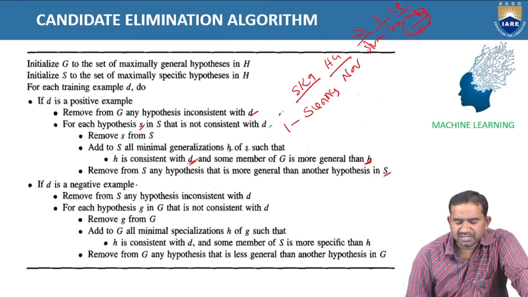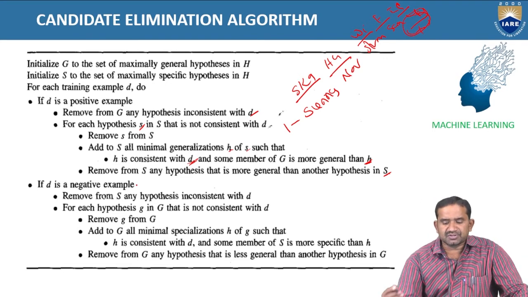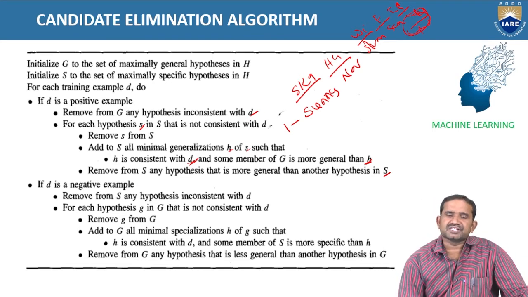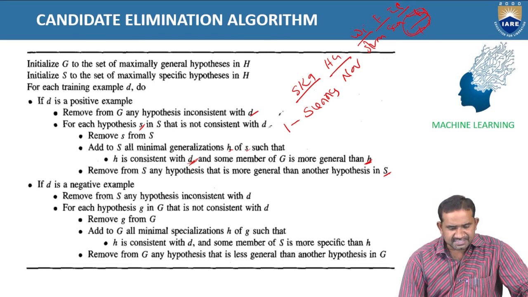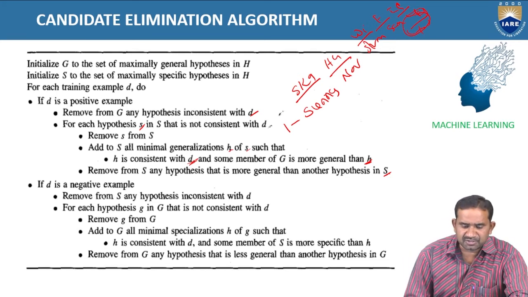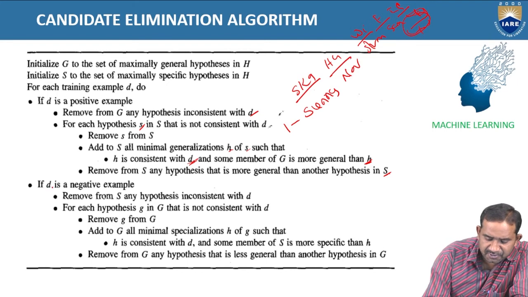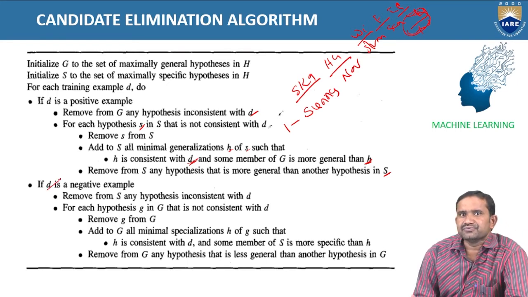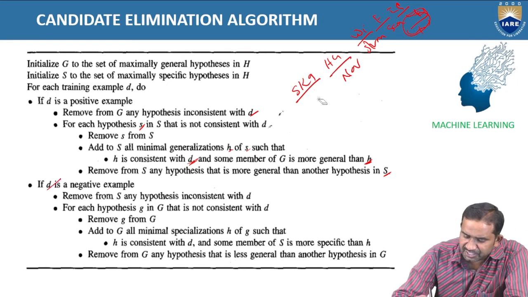We can remove any hypothesis that is more general than the specific hypothesis. We can remove that one. And the second one: if D is a negative example. Here D is nothing but a training example. The training example is negative.